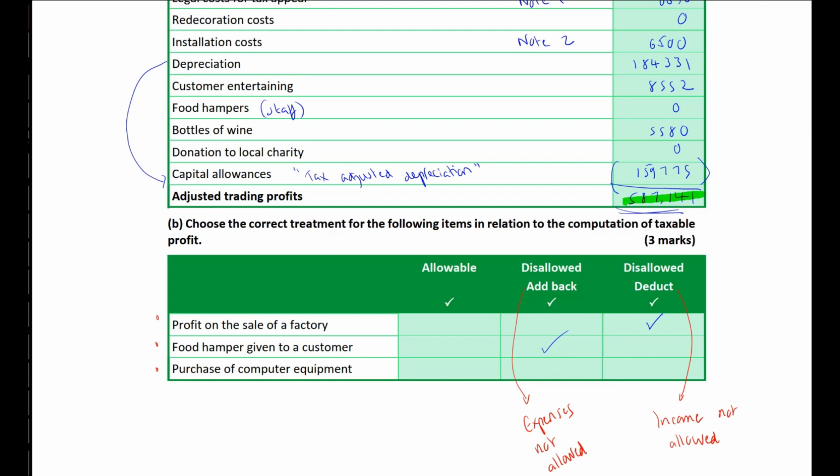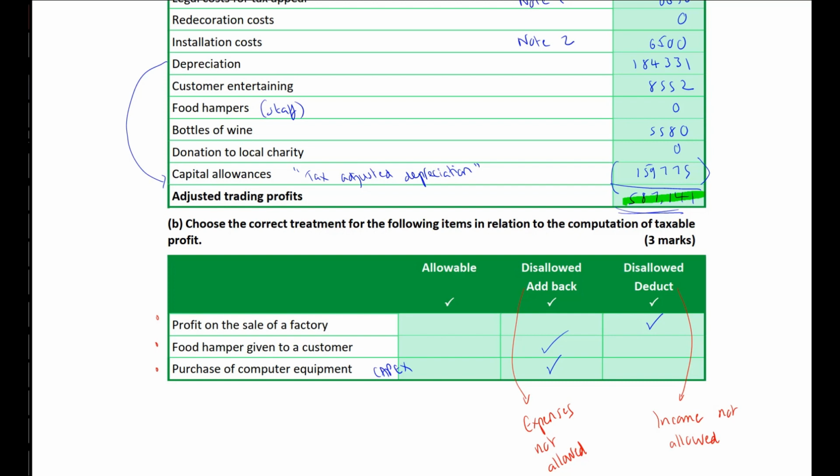And then finally, purchase of computer equipment. Again, not allowable. We're going to disallow it because it's capital expenditure. We'd allow the capital allowances, but that's not what the question is asking us. So we need to disallow the cost of the computer itself.